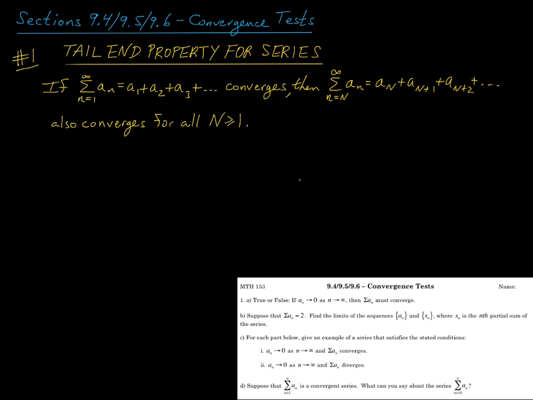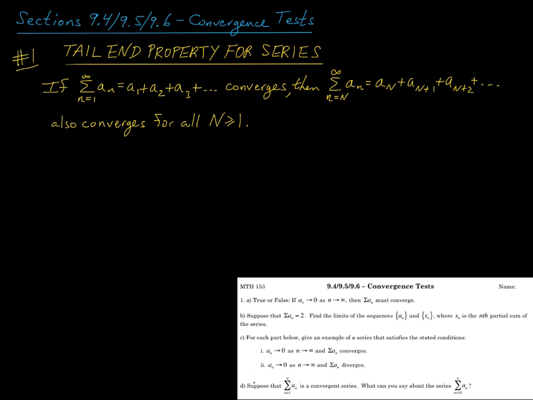And here's what the tail end property says. It says that if we know that the series of a sub n, where n goes from 1 to infinity, so this is just a1 plus a2 plus a3, and so on and so forth, converges, then the series where we start the index n at some number capital N, in other words, a sub capital N plus a sub capital N plus 1, plus so on and so forth, also will converge. And that's true of any starting index capital N that's greater than or equal to 1. Okay, so in part D, the capital N there is 10.